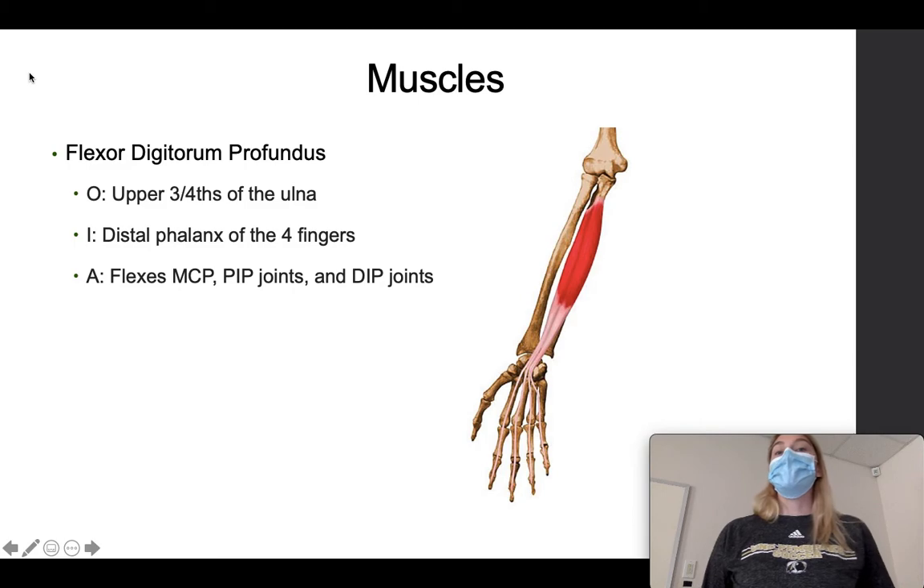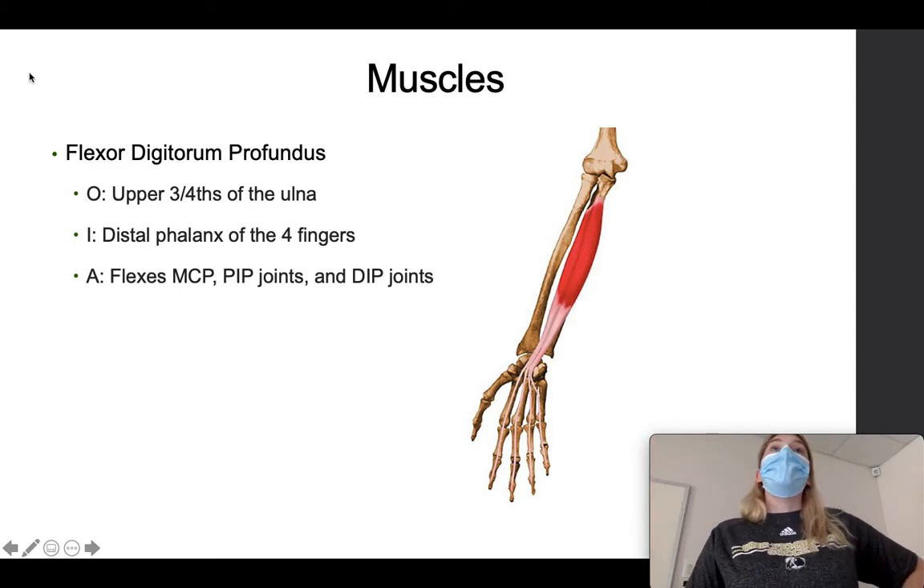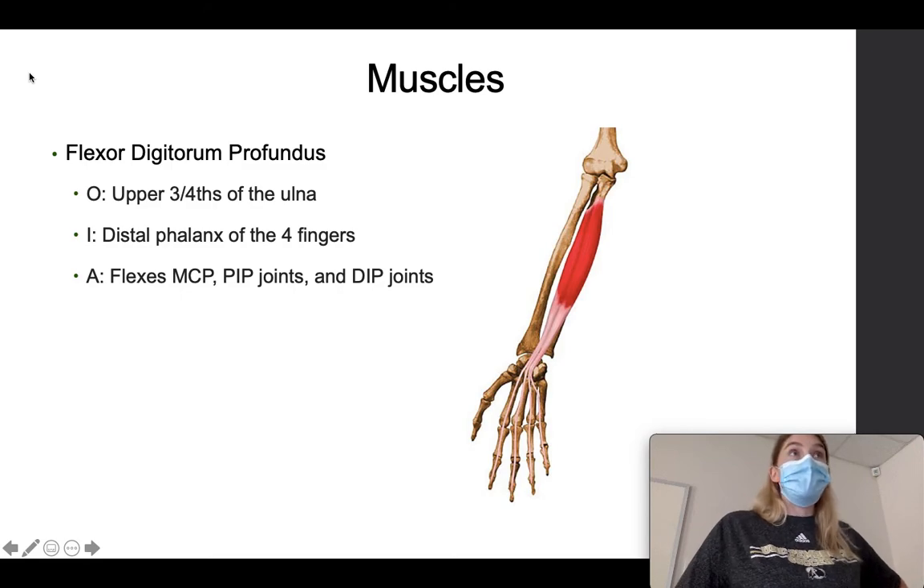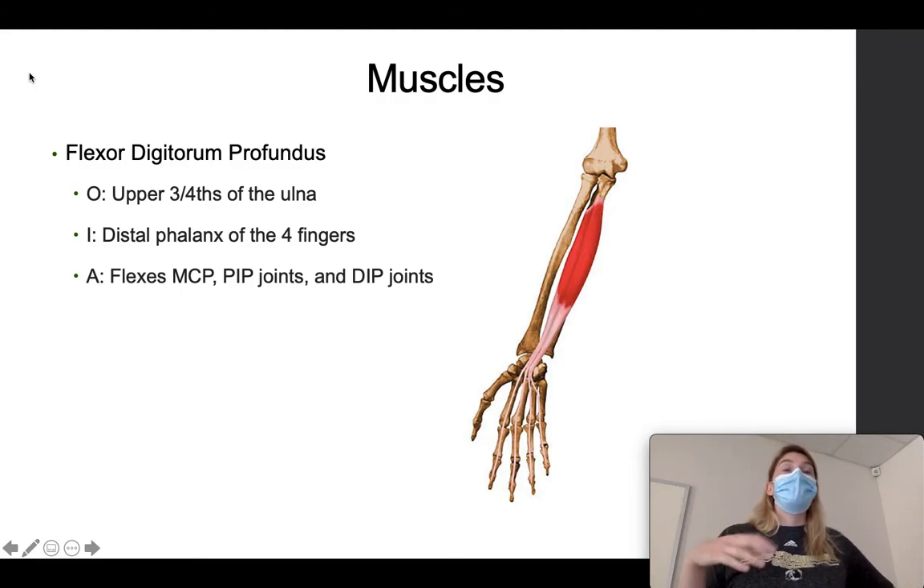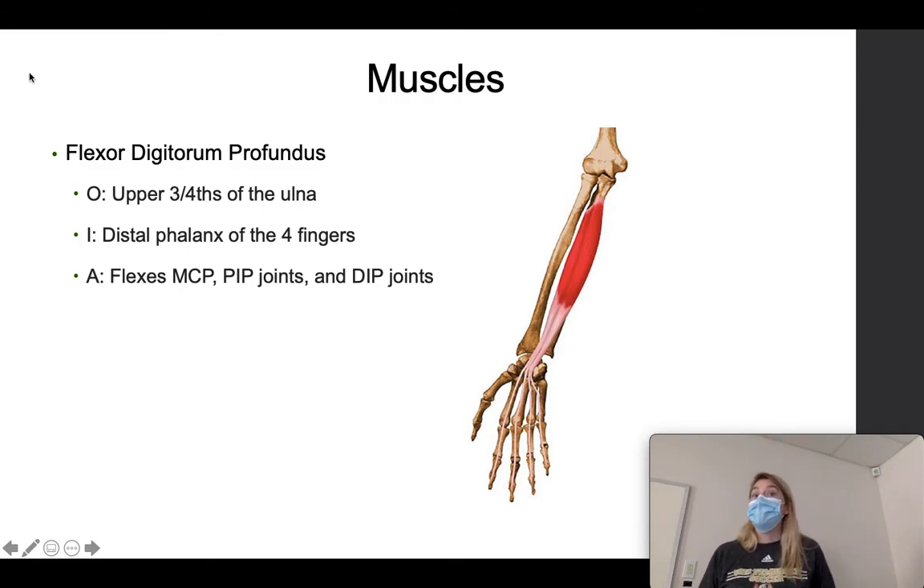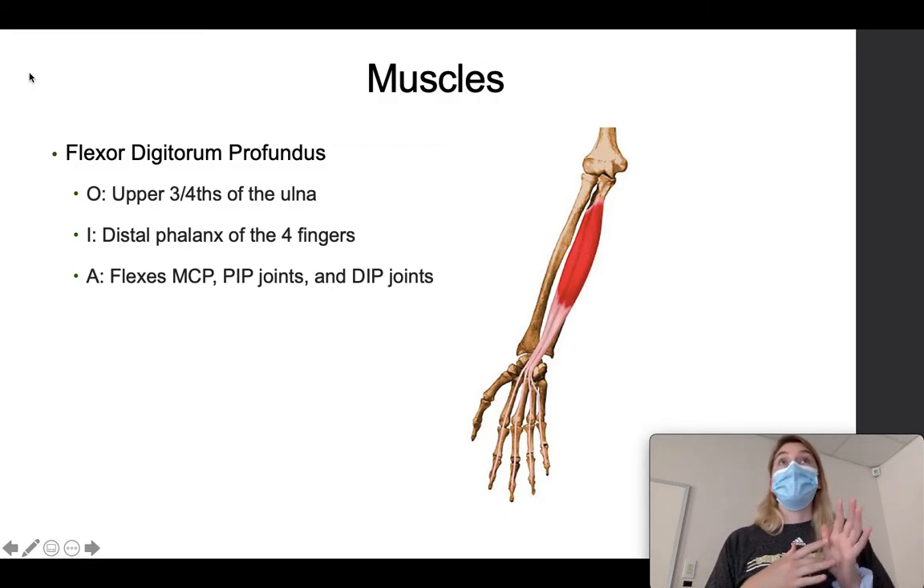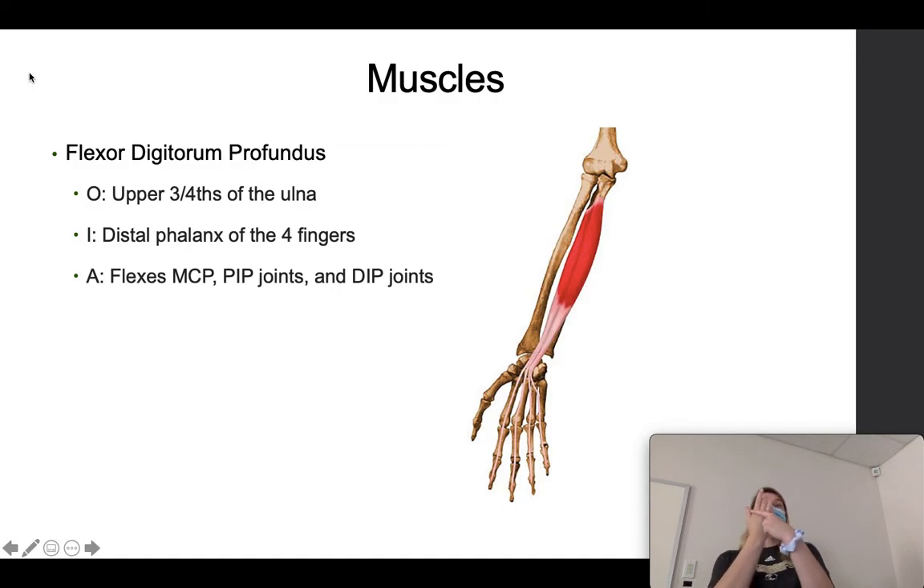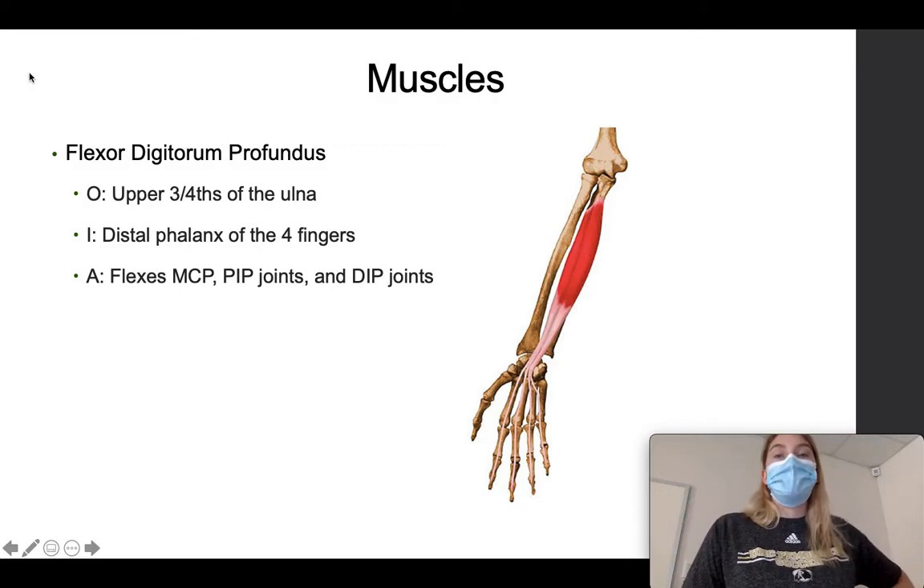So then, because obviously you can bend all 3, you're going to have your flexor digitorum profundus. So the flexor digitorum profundus is going to originate on the upper 3/4 of the ulna, so basically the very top of the ulna. It is going to insert onto the distal phalanx of fingers 2 through 5. So that is what's going to get all the way to the top. It is going to flex your MCP, so metacarpal phalangeal, your PIP, and your DIP. So flexor digitorum profundus does all 3.